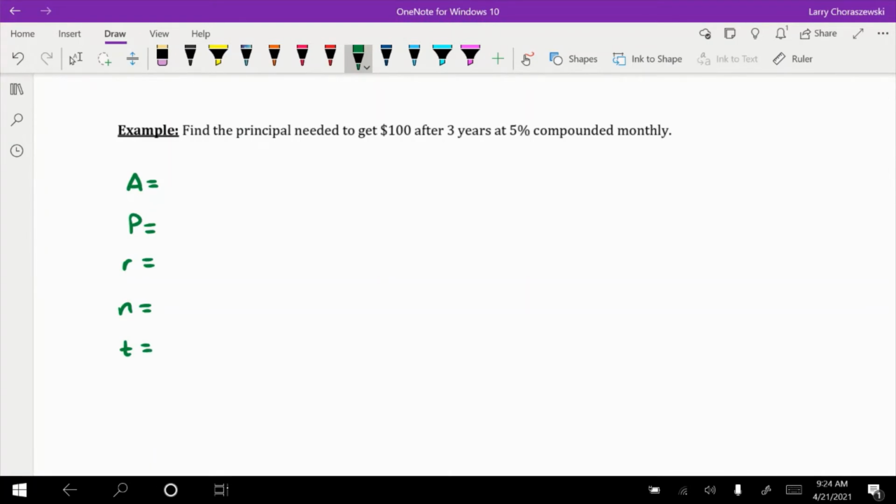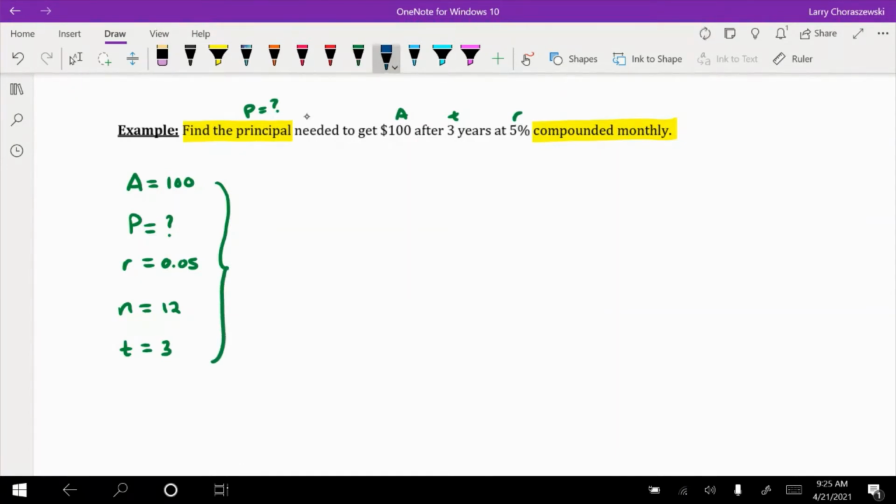Do you think we have a value of A in this problem? That's right. $100 represents our value of A. And here's a little clue. It says find the principal. So that tells us that we don't know what the starting amount is. What's our value of R? Yep, 0.05. Value of N? Compounded monthly. And you've probably seen this coming a mile away. The value of T is 3.